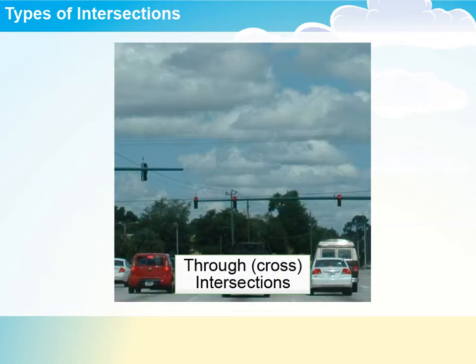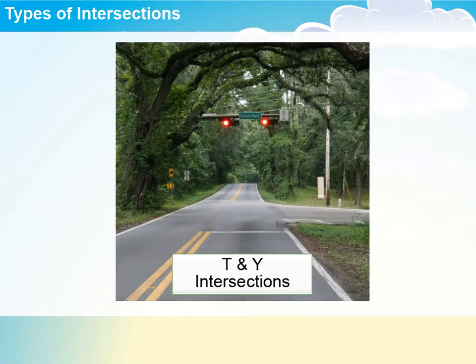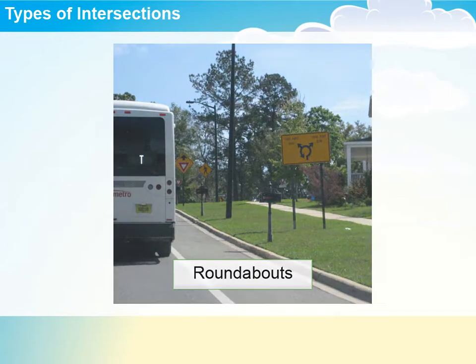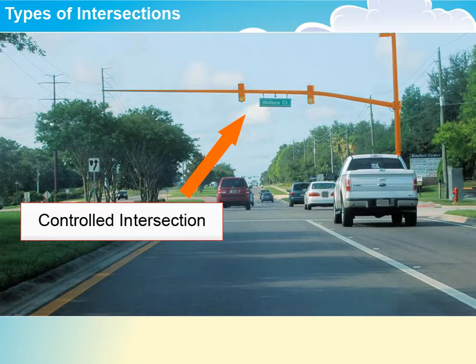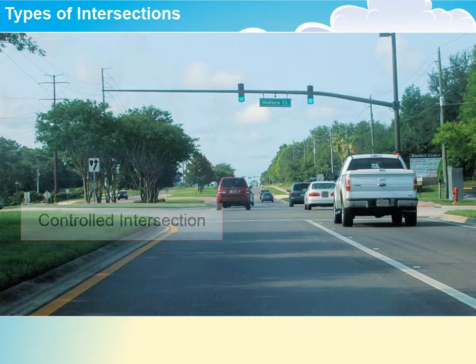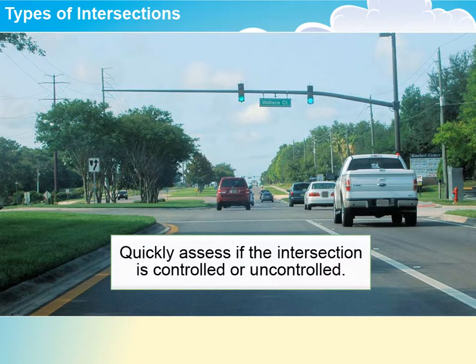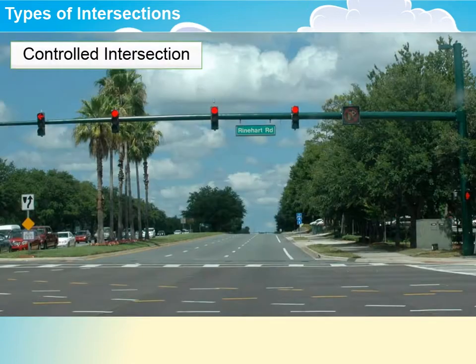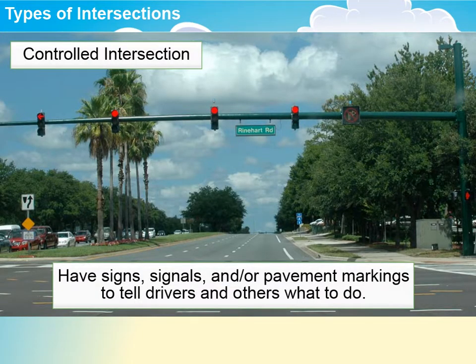There are through or cross intersections, T and Y intersections, and roundabouts. Some intersections have traffic controls to regulate traffic flow, and some are uncontrolled. As you approach an intersection, quickly assess if the intersection is controlled or uncontrolled. Controlled intersections have signs, signals, and/or pavement markings to tell drivers and others what to do.